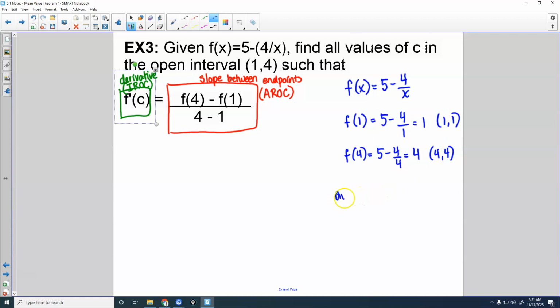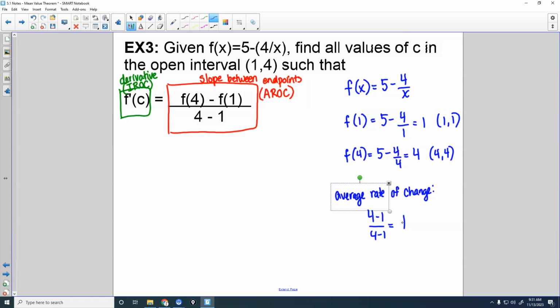So my average rate of change would be (4 - 1) over (4 - 1), which is just going to give me an average rate of change of 1. So for your average rate of change, you just need to find those coordinate points by plugging in those numbers, and then use slope formula to find those.